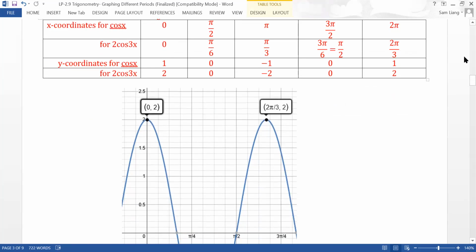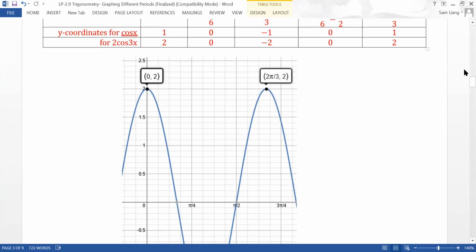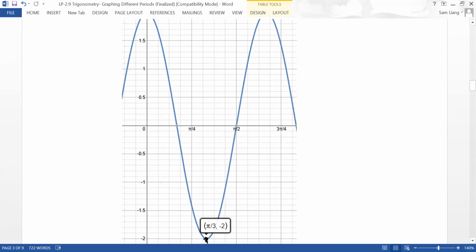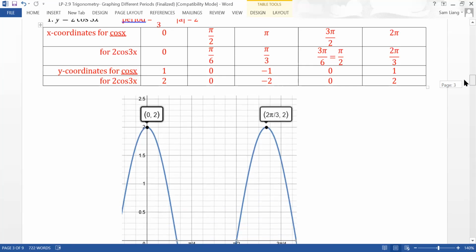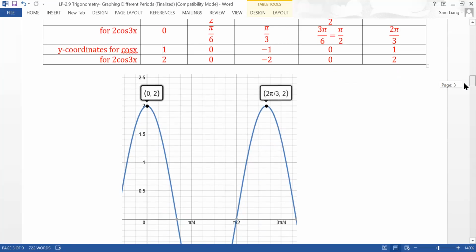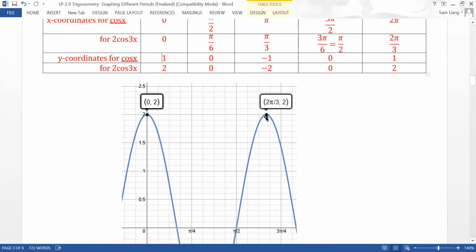So 0, 2 is our first point, which you see here. Then pi over 6, 0. That's right here. And then we have pi over 3, negative 2. So pi over 3, negative 2, that's over here. And then pi over 2, 0, which is right here. And then lastly, we have 2 pi over 3, comma 2, which is right there.